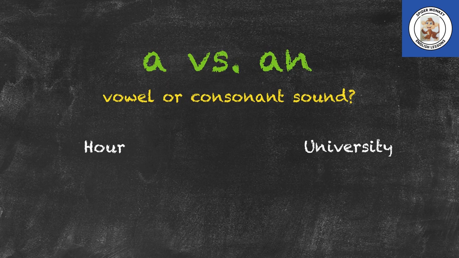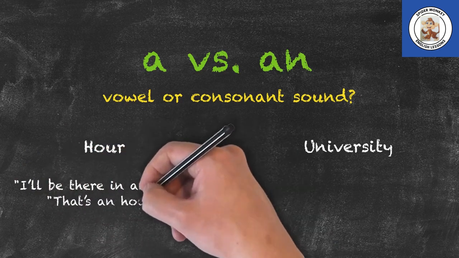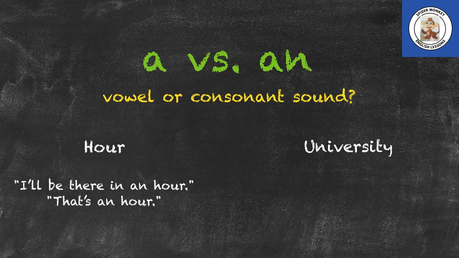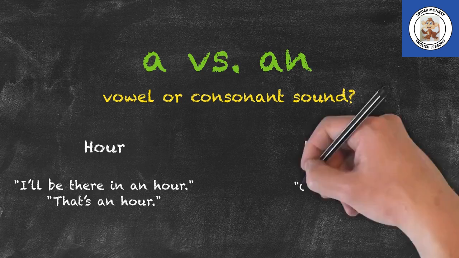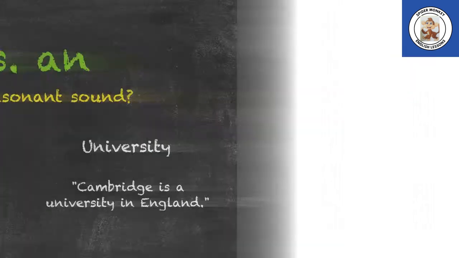The resulting sentences are, I'll be there in an hour. Again, that's an hour. University starts with a U, a vowel. However, it sounds like it starts with a Y, university. However, when we write it or when we say it, it's with an A, the A article. An example sentence could be, Cambridge is a university in England.